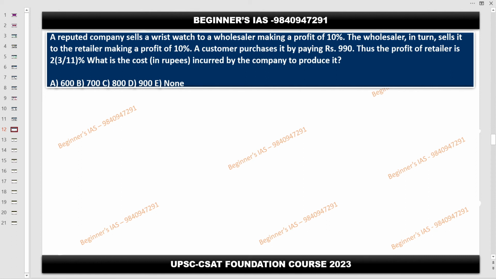A reputed company sells a wristwatch to the wholesaler making a profit of 10%. So now listen. Then the wholesaler in turn sells this to the retailer making a profit of 10%. A customer purchases by paying rupees 990. Thus the profit of the retailer is 3 by 11%. What is the cost incurred by the company to produce it? So that is the question here.